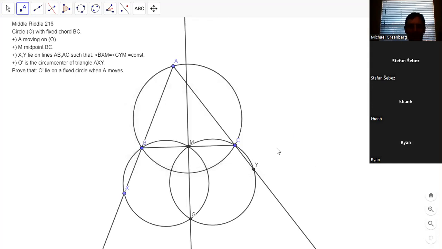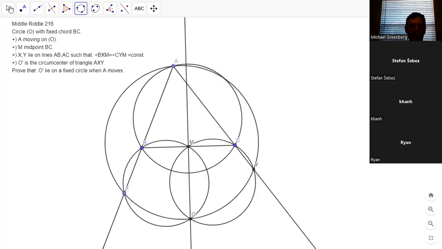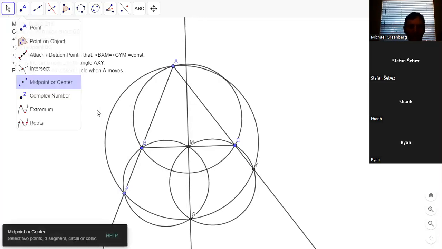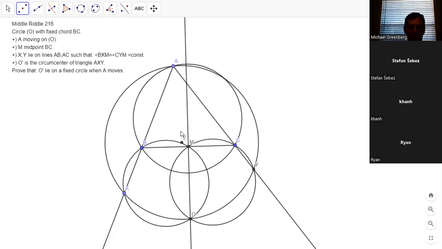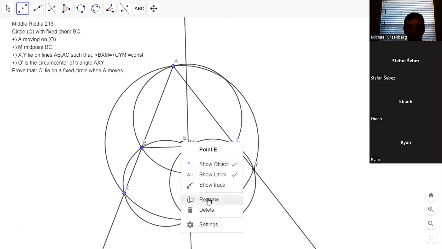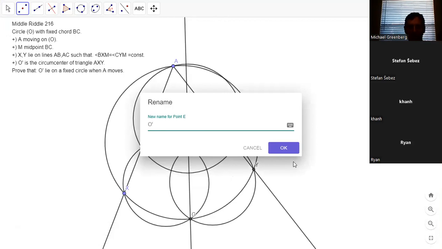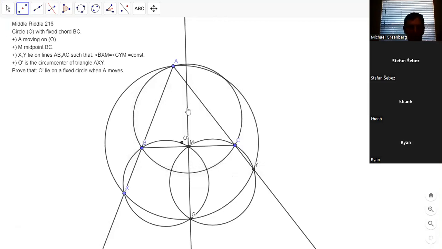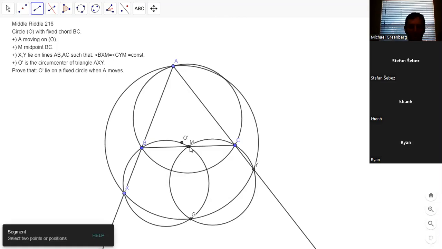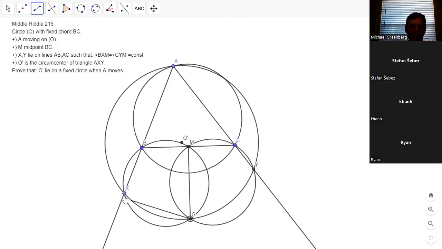And then we take the circumcenter of AXY. And the theorem is that as we move A around, if we call this O prime, and we look at the trace of it, I'm going to draw this then, because basically these are both right angles, right? So that could be helpful.